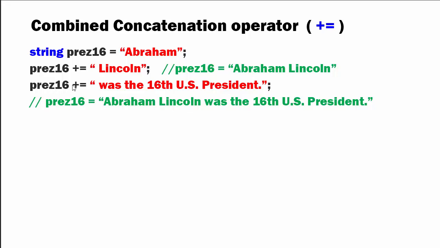Do the same thing again, pres16 plus equals, and I have a phrase here of space, was the 16th US president, period. And now pres16 contains the value Abraham Lincoln was the 16th US president, period. So that's how we can append values to an existing string value, whether that string be a variable or a text property of something like a text box or a label.